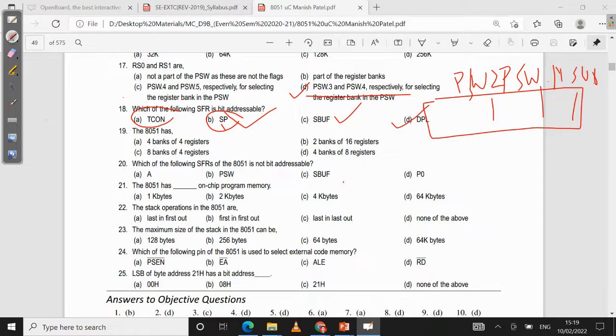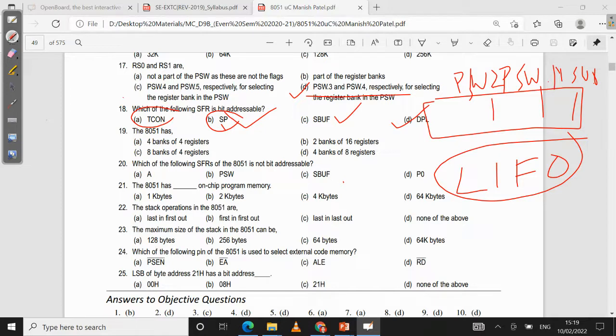The 8051 has dash on-chip program memory. What is the size of the on-chip program memory? 4K. Very good. The stack operations in the 8051 are, tell me the option. Last in, first out, LIFO. Yes, A is the option.